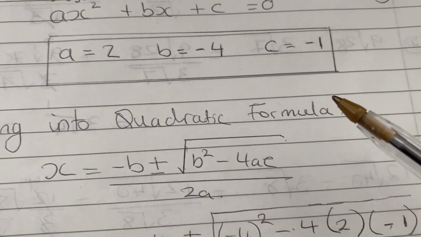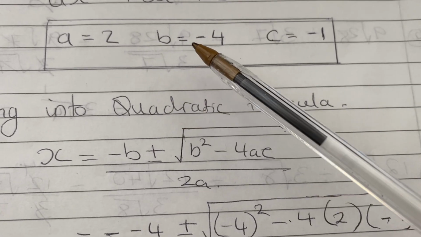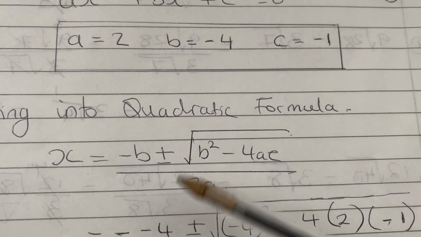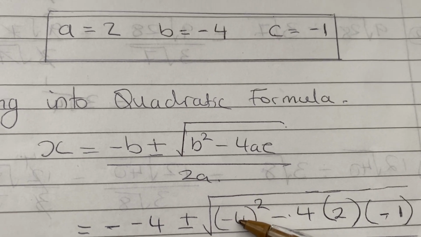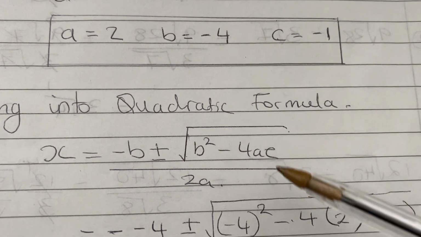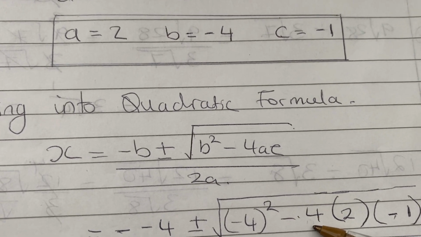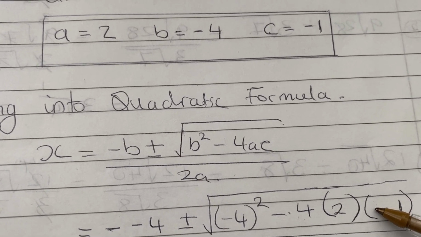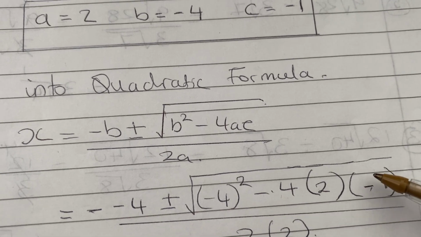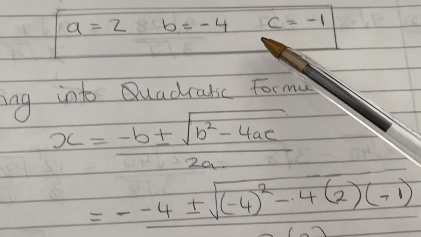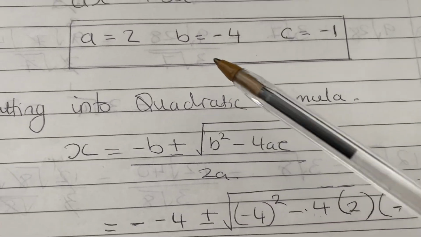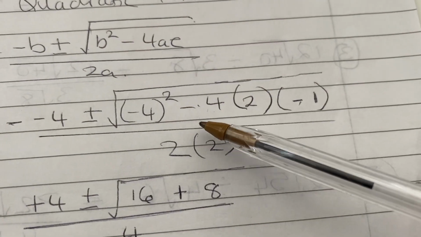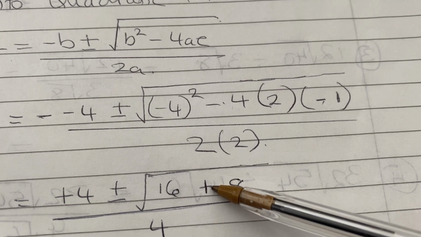Putting in the quadratic formula, here b is minus 4, so I get minus minus 4, which is 4. b all squared, minus 4 all squared, will be 16. Minus 4, a is 2, c is minus 1. Because of the minus, it becomes plus here, divided by 2a, and a again is 2, so 2a is 4. Because of the minus, I have plus.